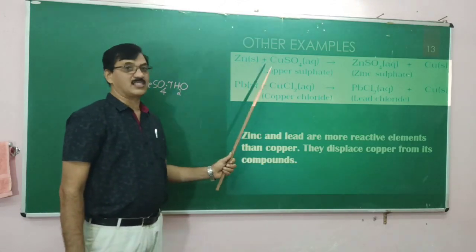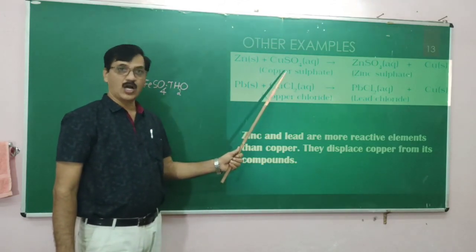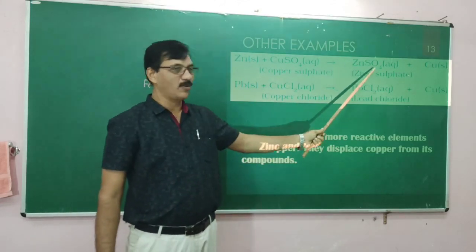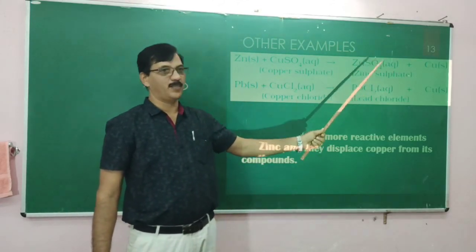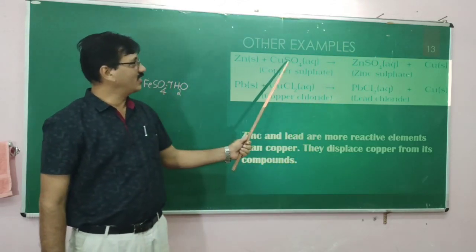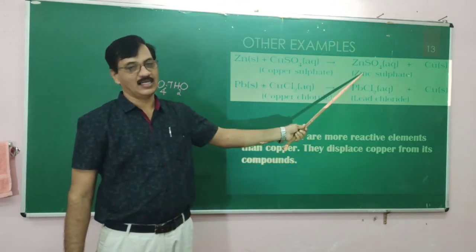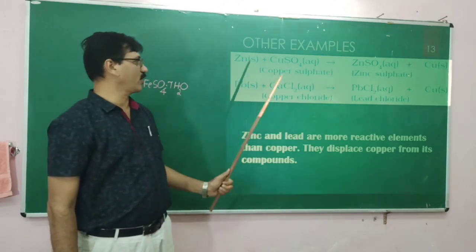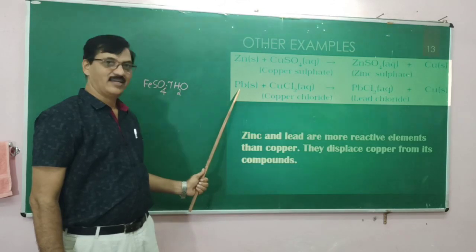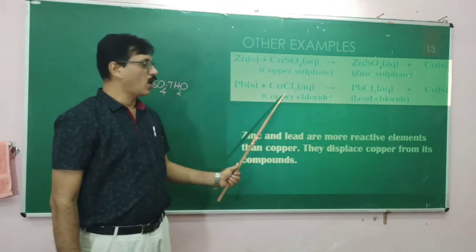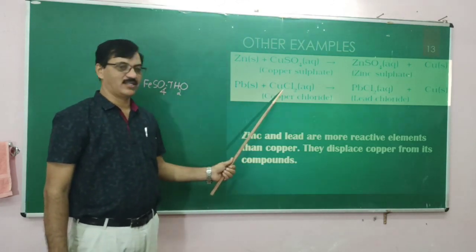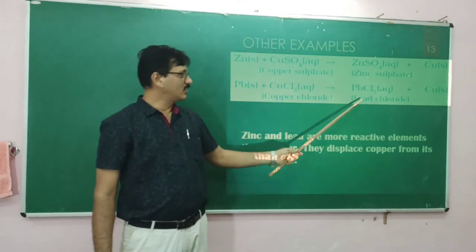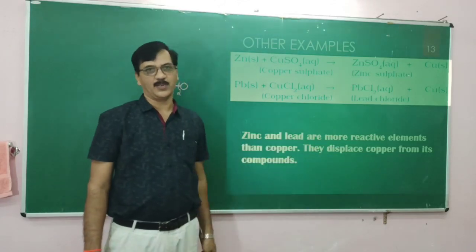Zinc rod, if it is dipped in copper sulfate, if you put some zinc, then it will convert this into zinc sulfate and copper. Here the color change is from blue to colorless, and the reaction is a little faster also because zinc is more reactive. Lead is added to copper chloride. Copper chloride is also bluish green in color, and this will give lead chloride and copper.